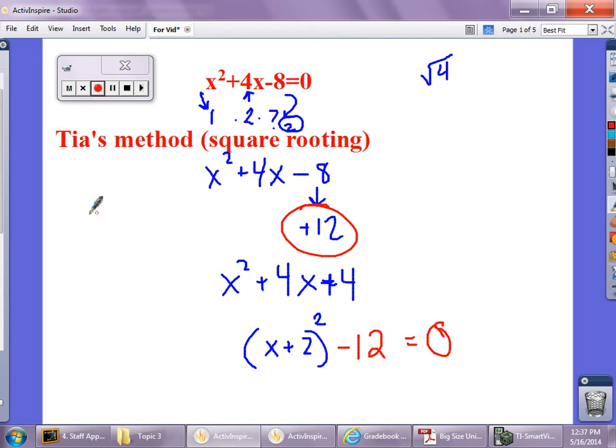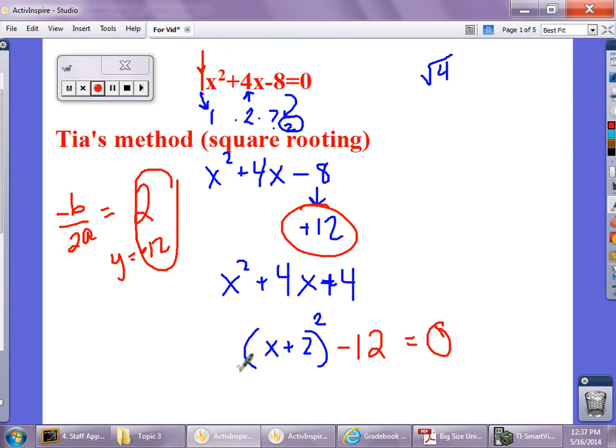The other way you could have done this is if you would have found the vertex by doing negative b over 2a, you would have found that the x-coordinate was a positive 2. And if you plugged a 2 into this equation, you would have gotten the y-coordinate as a negative 12. And knowing that x is 2 and y is negative 12, and knowing that the dilation, the thing in front of the x squared, is a 1, so that means there's just like a 1 in front over here, you could have also gotten this vertex form that way.